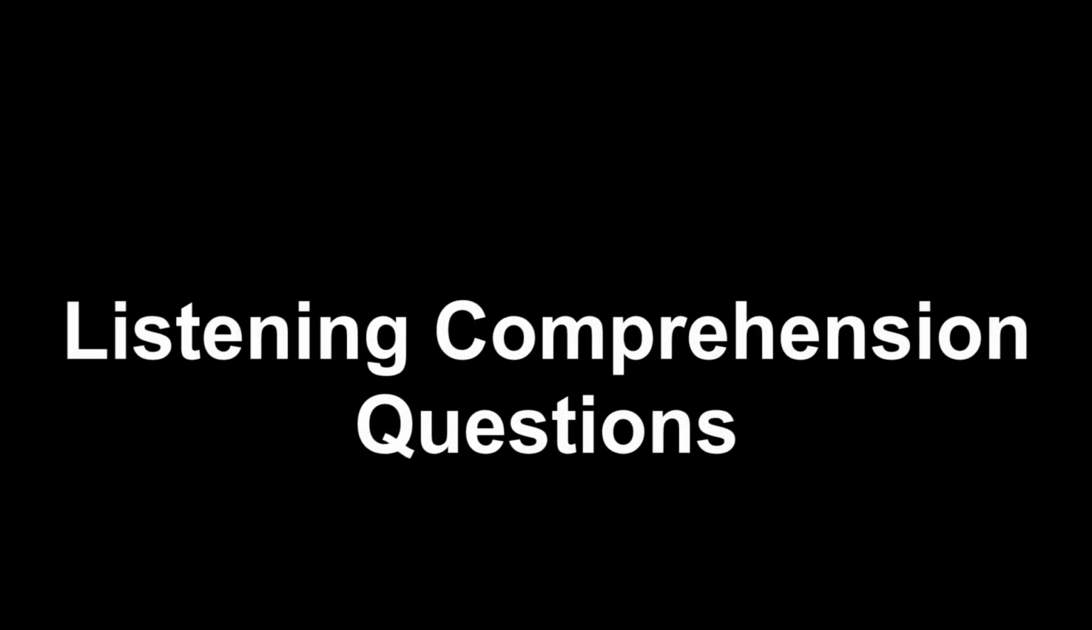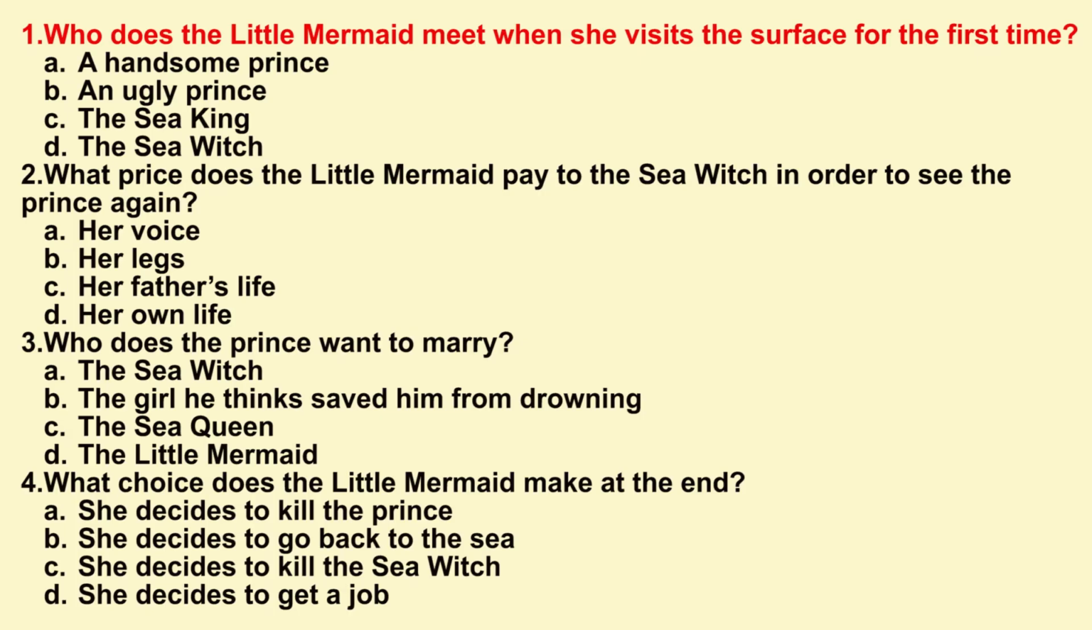Now, time for the questions. Question 1. Who does the Little Mermaid meet when she visits the surface for the first time? A. A handsome prince. B. An ugly prince. C. The Sea King. D. The Sea Witch. The answer is, of course, A, a handsome prince. There is always a handsome prince.